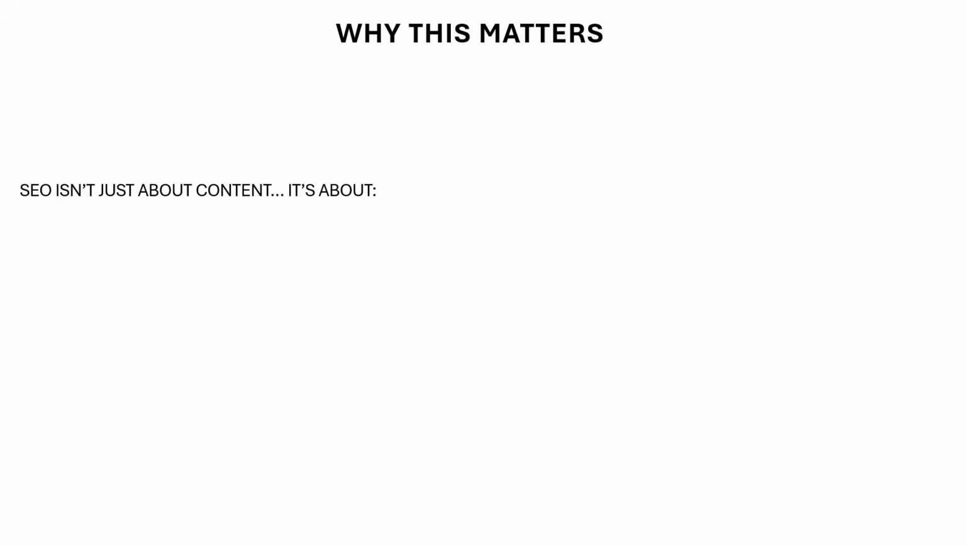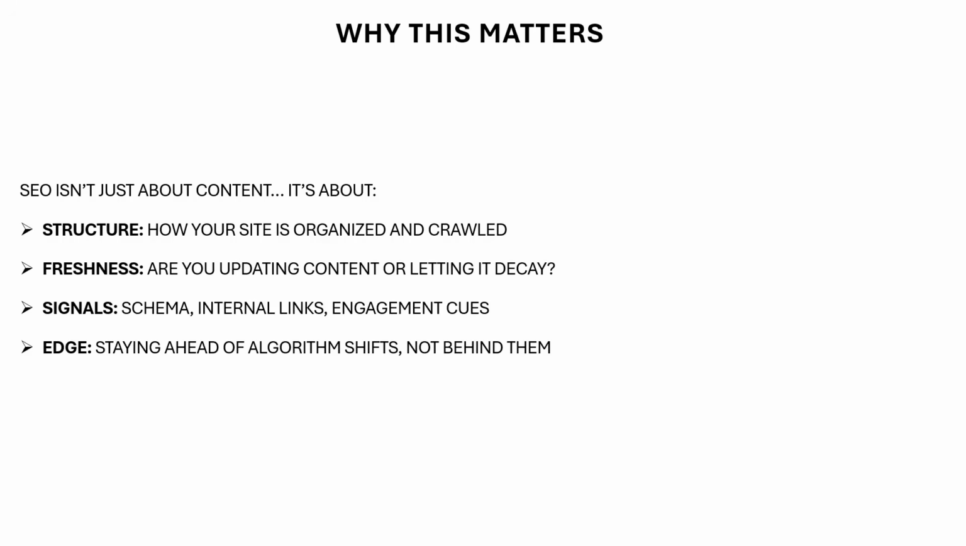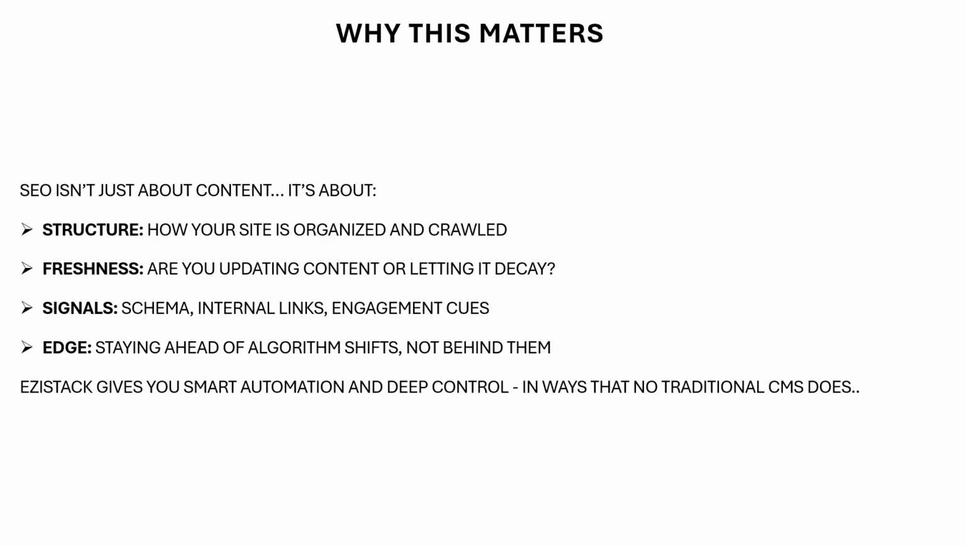So why this matters? SEO isn't just about content. It's about structure, how your site is organized and crawled. It's about freshness. Are you updating content or letting it decay? It's about signals, schema, internal links, engagement cues, and more. And finally, it's about edge, staying ahead of algorithm shifts, not behind them.